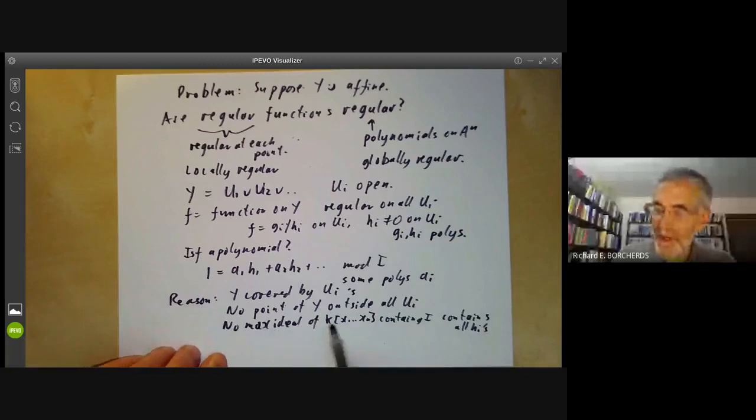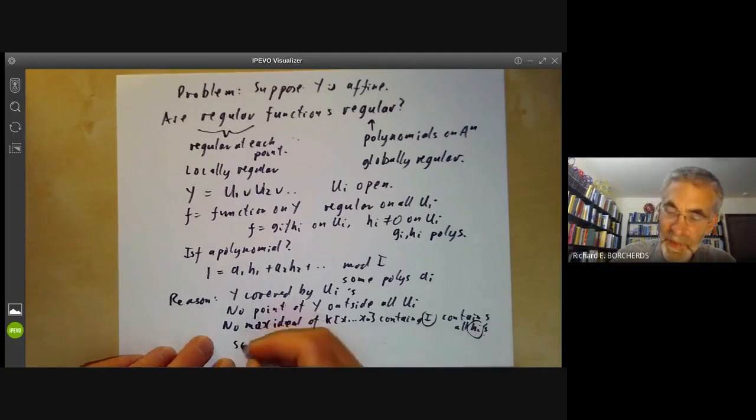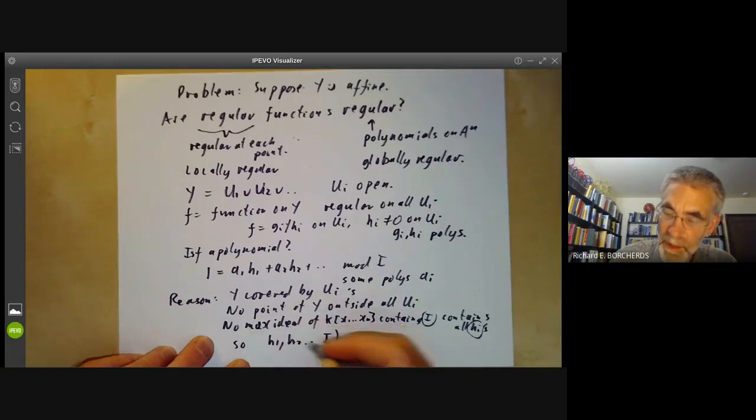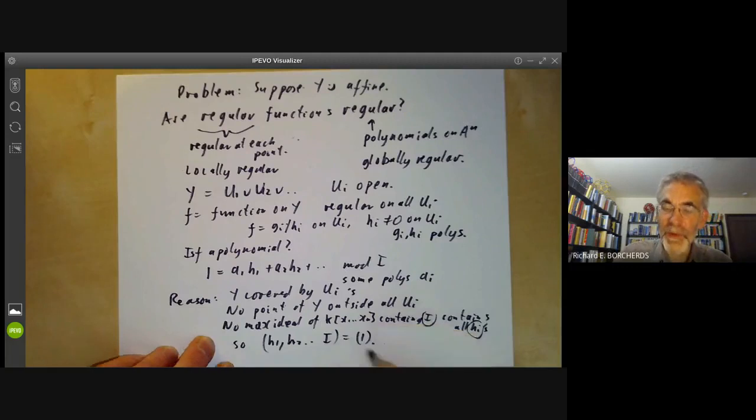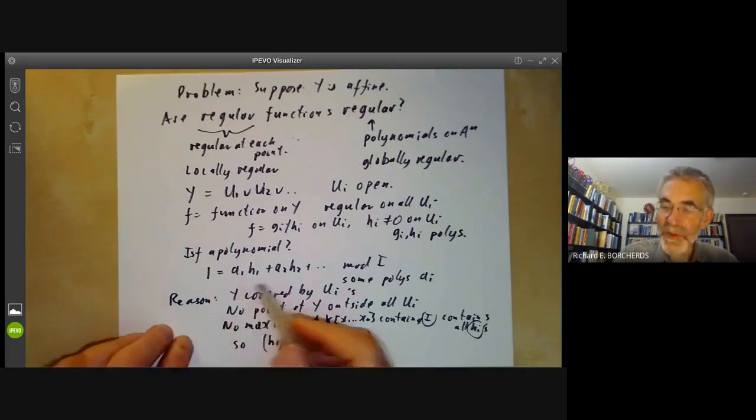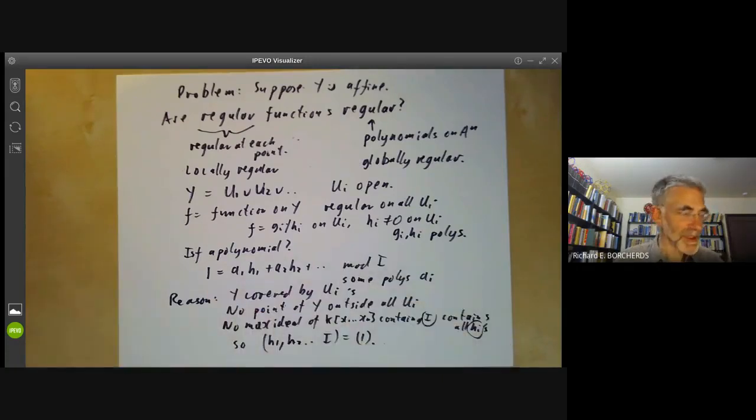So since there's no maximal ideal containing I and all these hi's, this means the ideal generated by I and all the hi's must be the unit ideal. So the ideal generated by h1, h2, and so on, and I is the ideal generated by 1. In other words, 1 can be written as a linear combination of the hi's. Now we're going to use this relation to construct a polynomial F.